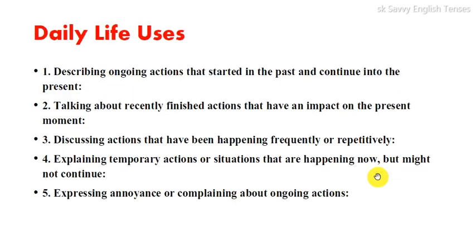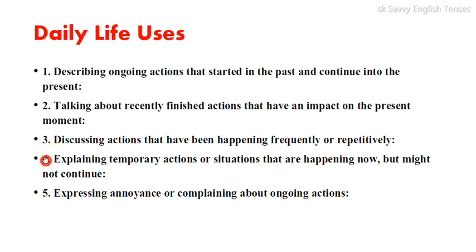Okay, let's discuss the daily life uses of the present perfect progressive tense in detail. Number first is describing ongoing actions that started in the past and continue into the present. Number second is talking about recently finished actions that have an impact on the present moment. Number third is discussing actions that have been happening frequently or repetitively.